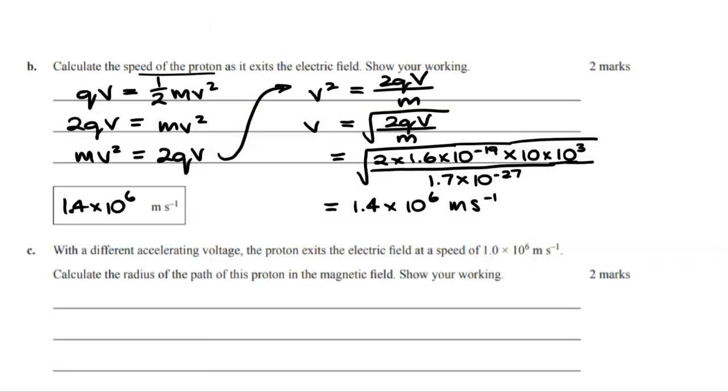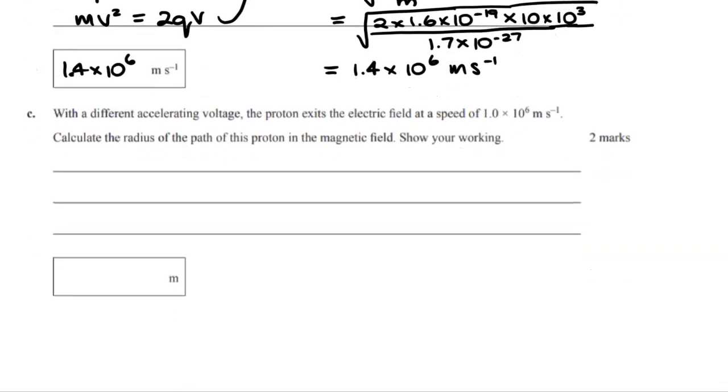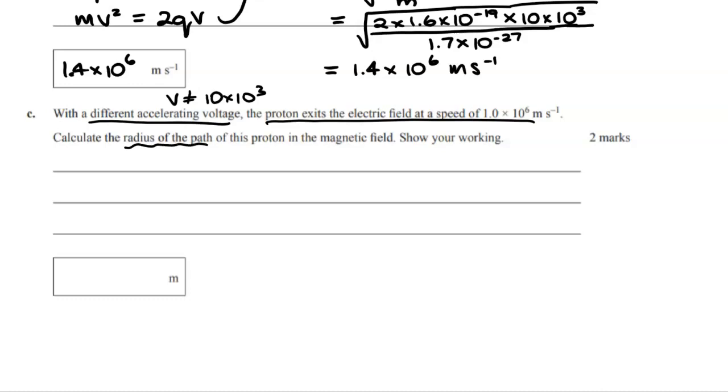Reasonableness check. That's not larger than 3 times 10 to the 8. That's the speed limit of the universe, the speed of light in a vacuum. That seems fine. Okay, let's have a read of the next one. With a different accelerating voltage. Okay, so V no longer equals that 10 times 10 to the 3. That's dead to us. The proton exits the electric field with this speed, 1.0 times 10 to the 6. Calculate the radius of the path of this proton shown in the magnetic field.